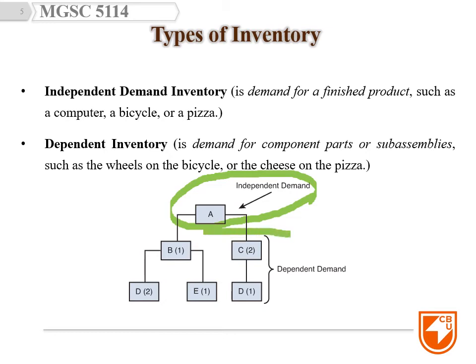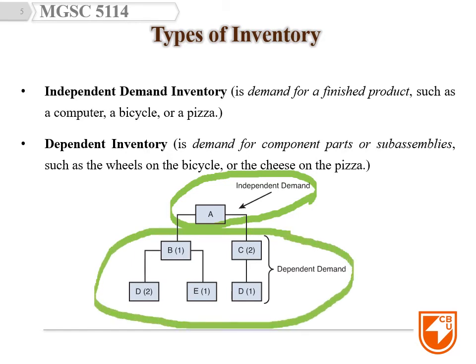On the other side, we have subassemblies, parts, and items that are considered dependent inventory. These items are not something that the customer wants. These are something that we need in the manufacturing process in order to make a finished product. And a fact behind the items of dependent demand is that we actually need to know how many of them are used in a finished product.